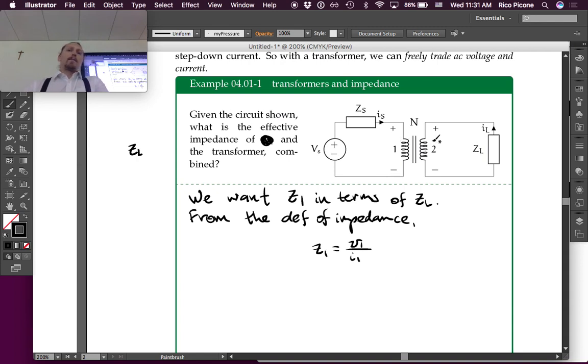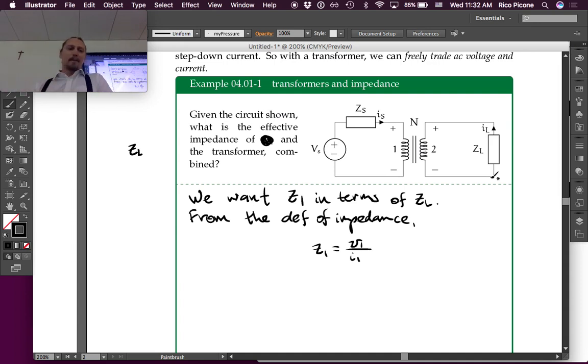And then we can relate V2 and I2 to VL and IL using essentially KCL, KVL. And then we are going to have an expression in terms of VL and IL, which, using the definition of the impedance of ZL, we can write in terms of ZL. So that's generally, on a high level, what we're going to do. We're just going to bring these equations in as we need.